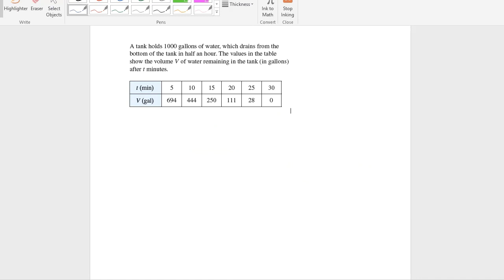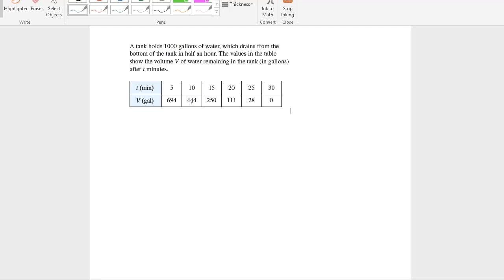All right, let's take a look at this one last scenario. So when I don't have an equation, how would I take this approach of using average rates of change to estimate instantaneous rates of change? So here we have a scenario where we have a tank that holds 1,000 gallons of water, and it drains from the bottom of the tank in half an hour. So the values in the table show the volume of water remaining in the tank after t minutes. So we made measurements. Looks like we've made measurements every 5 minutes. So at t equals 0 minutes, we had 1,000 gallons. At 5 minutes, we've dropped to 694.